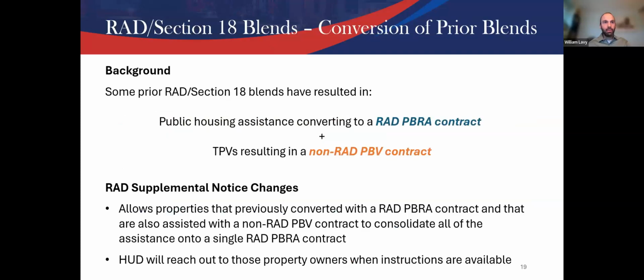Okay, the last thing to say on RAD Section 18 blends, this isn't actually implemented yet. We've identified a basic structure to this in the notice, but we'll walk through it anyway. There are some prior RAD Section 18 blends where the PHA converted the public housing assistance to a RAD project-based rental assistance contract. And then the Section 18 units resulted in tenant protection vouchers that the PHA used to enter into a non-RAD project-based voucher contract. So the PHA had two different kinds of contracts, not just RAD and non-RAD PBV, but a PBRA and a PBV contract on different units at the same property, which has surely been a headache for those PHAs to administer.